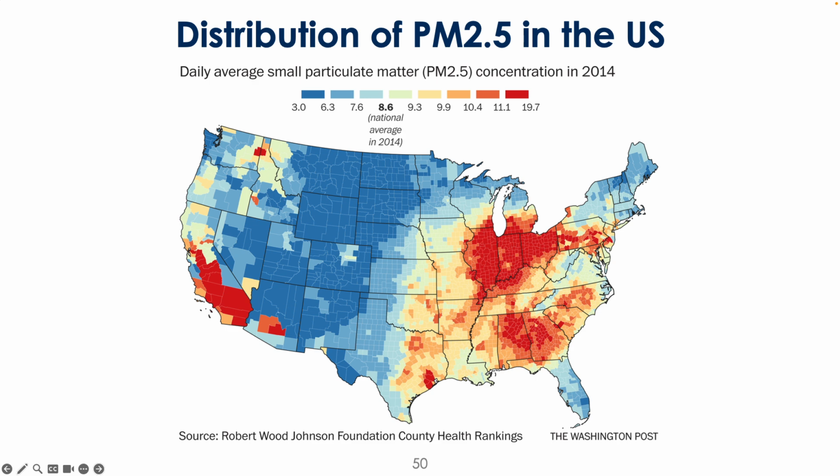What does that look like in the United States? This is from a decade ago, although it probably hasn't changed hugely. Maybe background levels in some regions have decreased a little bit, but this is the distribution of PM2.5 concentration. All of this is from combustion, okay?